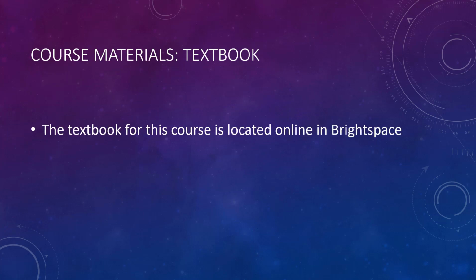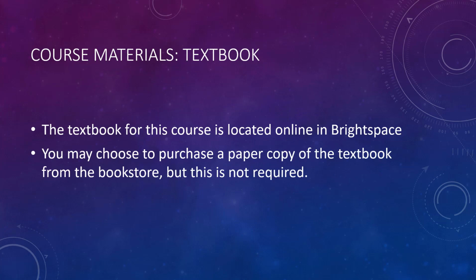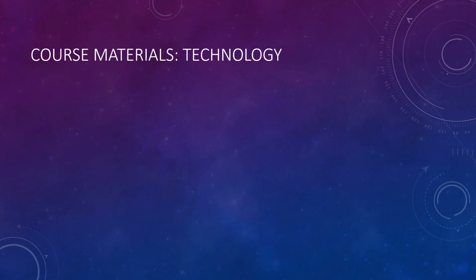Part 2, Course Materials. Course Materials, Textbook. The textbook for this course is located online in Brightspace. You may choose to purchase a paper copy of the textbook from the bookstore, but this is not required.